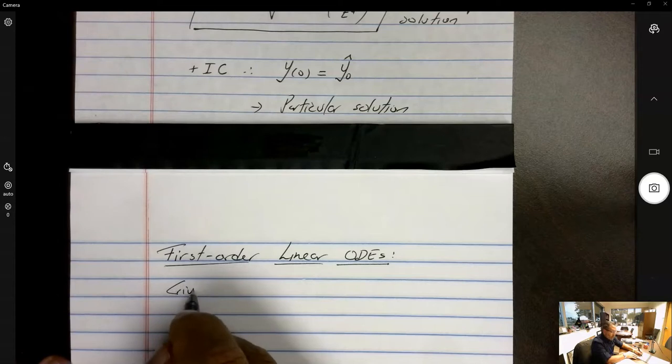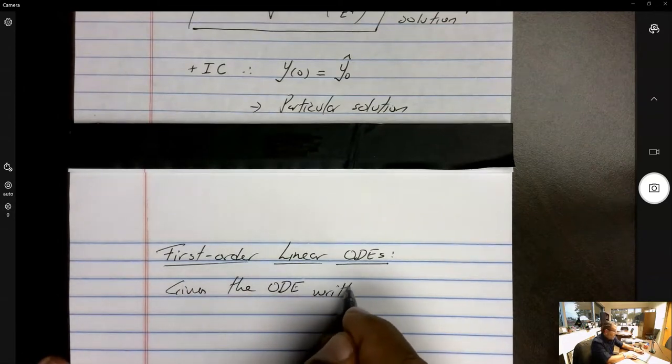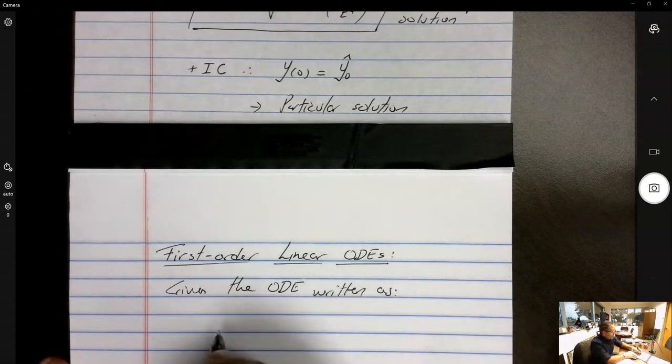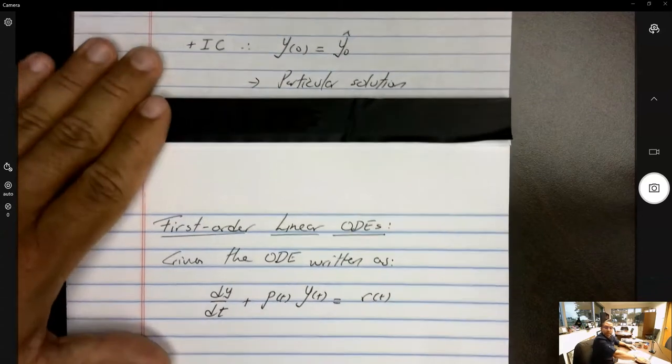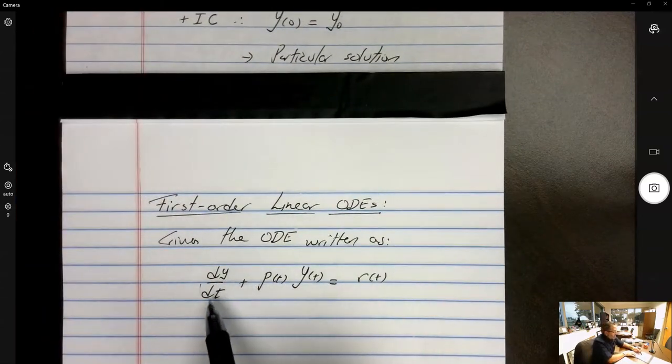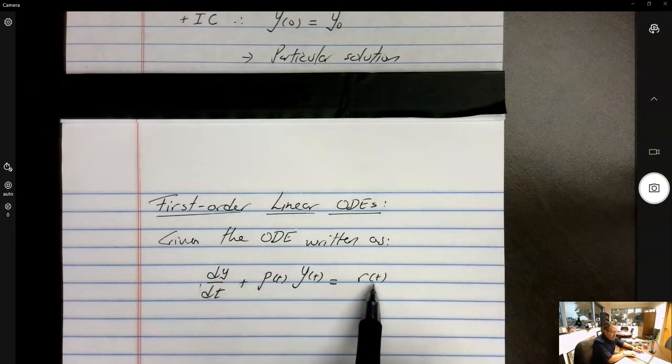So given the ODE written in this form, dy/dt plus p of t times y of t is equal to r of t. The equation is first order because the highest derivative is the first derivative. It is linear, as you can see: y is not multiplying dy/dt, is not squared, is not the sine of y, or anything like that. It happens to be non-homogeneous because of r, and variable coefficient because of p.